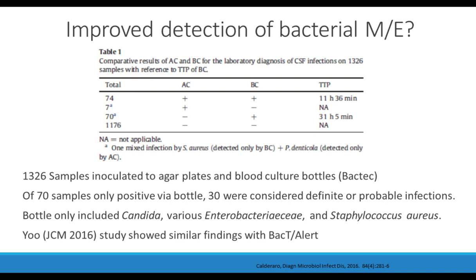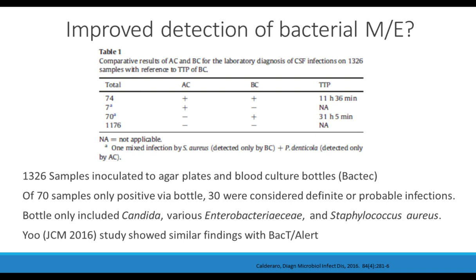So this study looked at about 1,300 samples that were inoculated both onto agar plates, as is traditionally done, and into blood culture bottles. This is something that's commonly done in the microbiology lab for other sterile fluids, joint fluids, pleural fluids, things like that, where fluid is inoculated onto a solid agar but also into blood culture bottles to enhance detection. They had 70 samples which were positive only via the bottle.